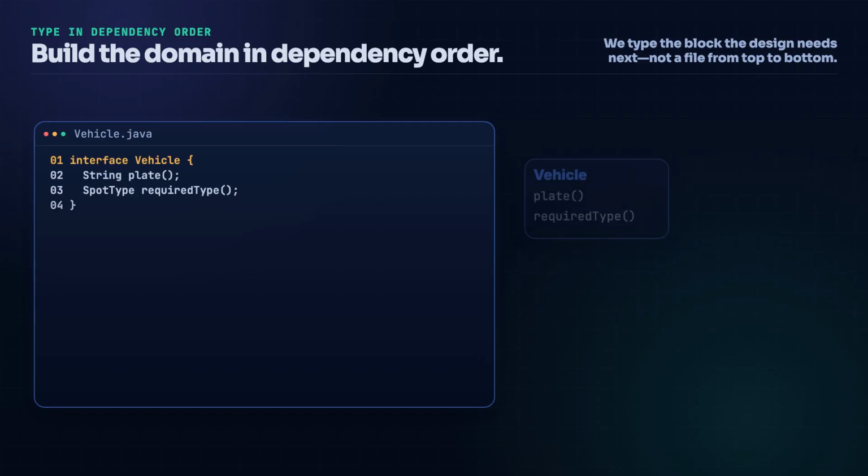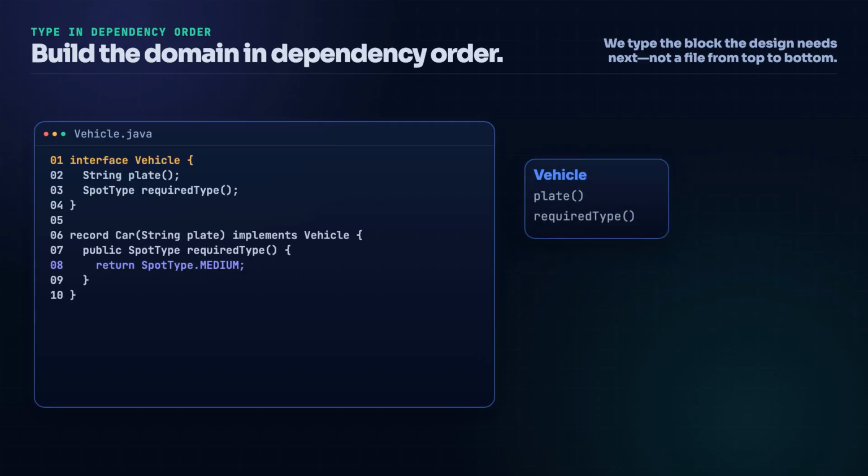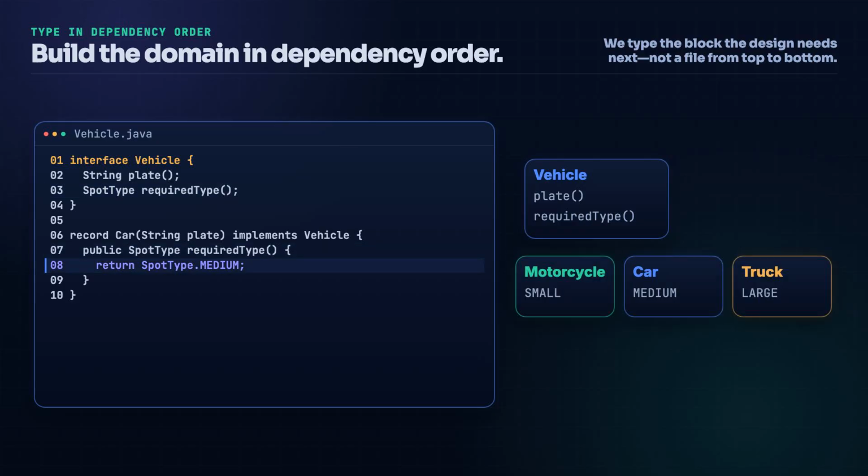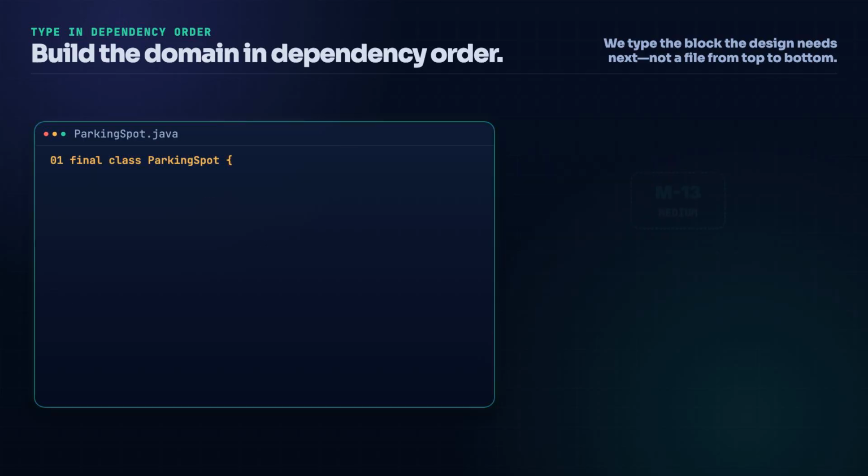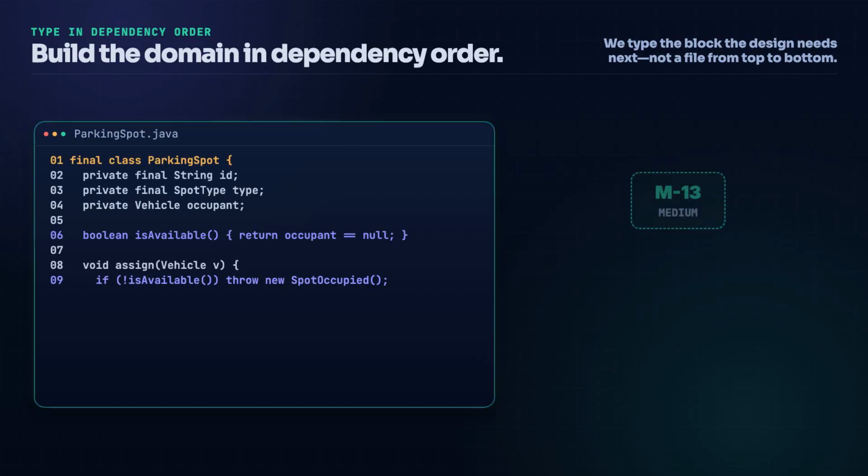Next, define the minimum vehicle contract. Every vehicle has a plate and tells us the spot type it requires. A car returns medium. Motorcycle and truck follow the same contract, so there's no need to watch us type the same idea 3 times. Now type the most important entity, parking spot.